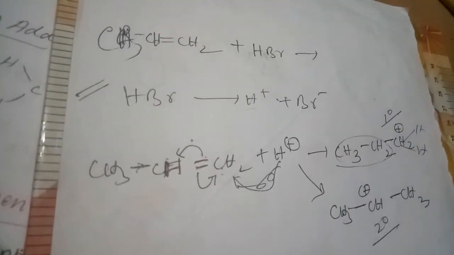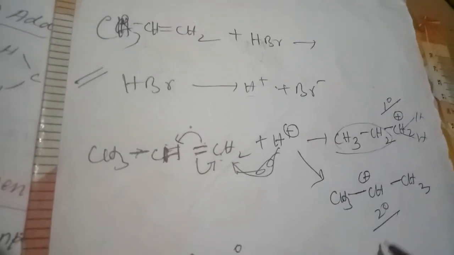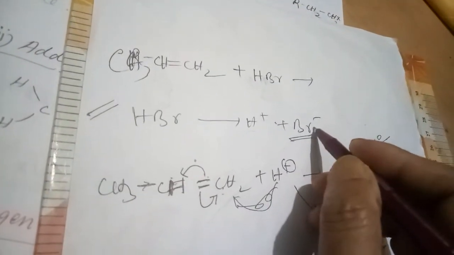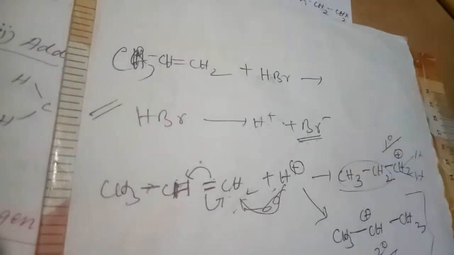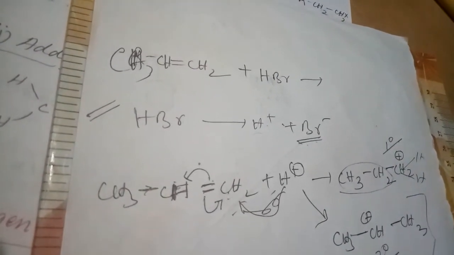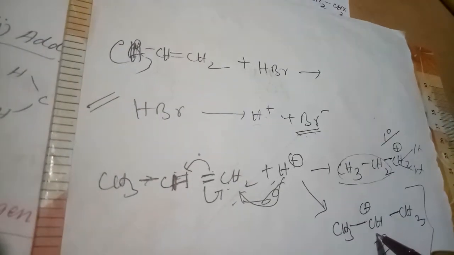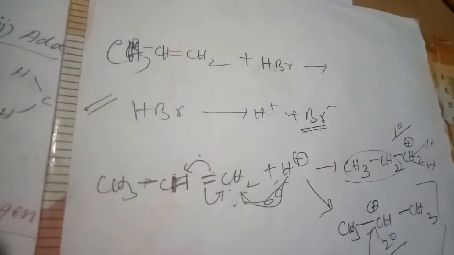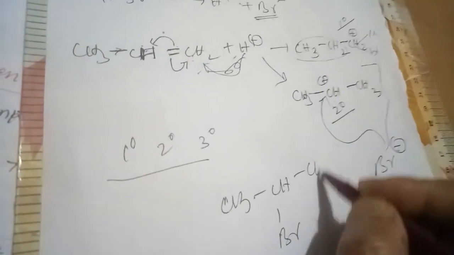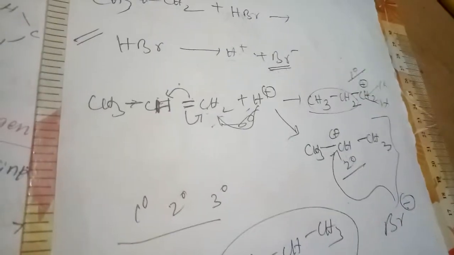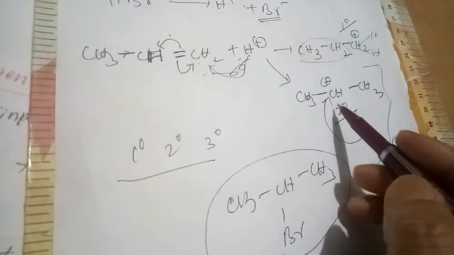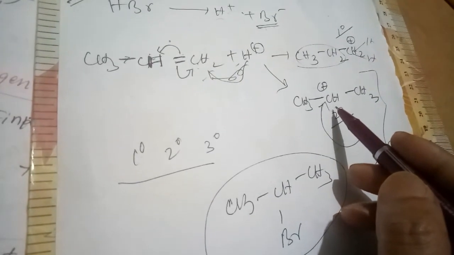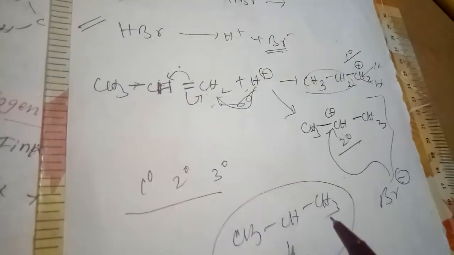The secondary carbocation is more stable than the primary carbocation. The bromide ion, which has not been used yet, will combine with this one. Where will this bromide ion go, this side or that? It will go to the more stable carbocation, so the bromide will add here and it becomes CH3CHBrCH3, and this will be the major product. Why is it the major product? Because this carbocation is a secondary carbocation. This is the mechanism of how the Markovnikov addition occurs. Thank you.